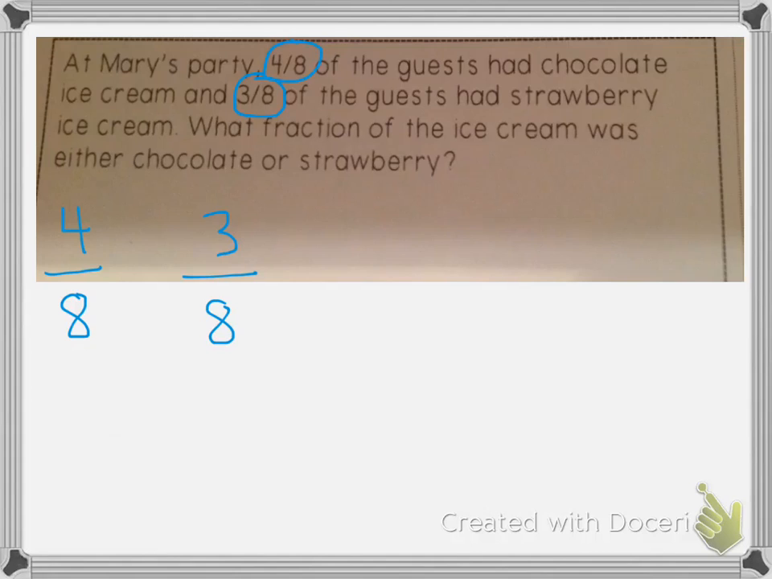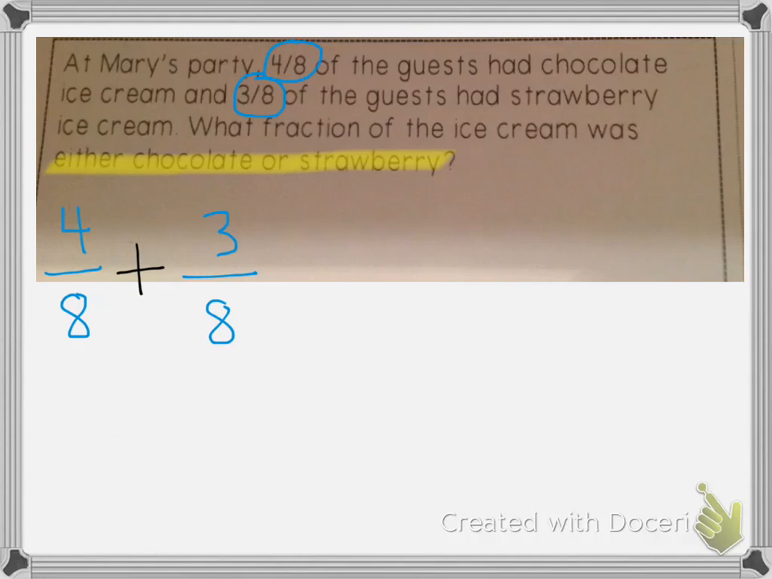And we want to look for some important words. So I know that it's asking me for either chocolate or strawberry. So that means that I need to combine those amounts. I want to know how many could I get that's either going to be chocolate ice cream or strawberry ice cream. So that means that we're going to be adding.